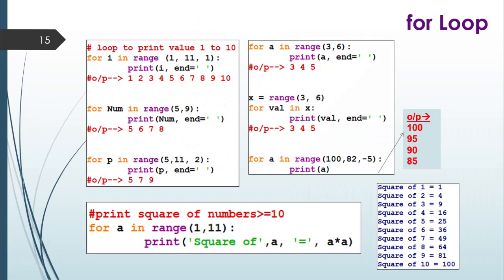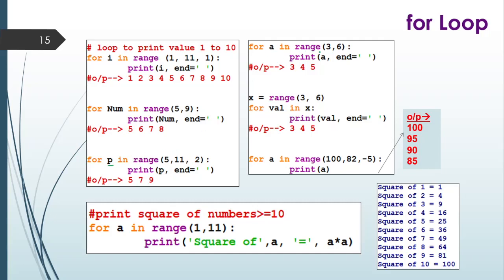Some examples using for loop. We have already seen this example. Next example, for num in range(5, 9). So this range function will generate the numbers 5, 6, 7 and 8. So those numbers will be printed. Next example, for p in range(5, 11, 2). The variable p will contain 5. Then after that it is incremented by 2, so 7, then 9. Those numbers will be printed.